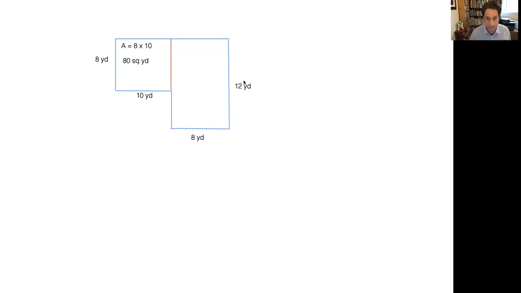This right side measures 12 yards. The bottom measures 8 yards, and I know the area of a rectangle is just length times width. So I just need to multiply 12 times 8, right? So I'm just going to say area equals 12 times 8.